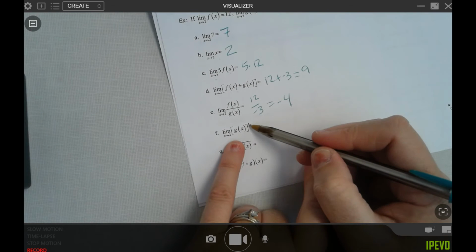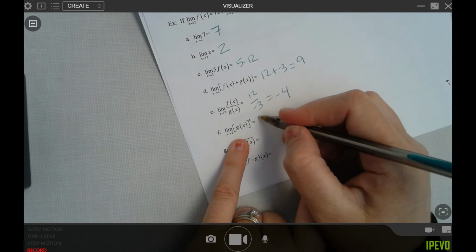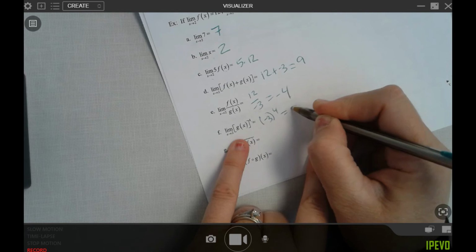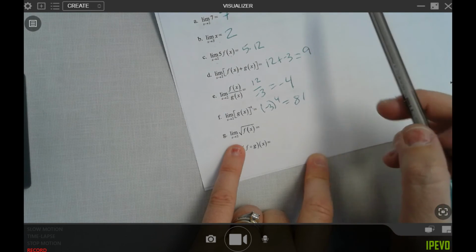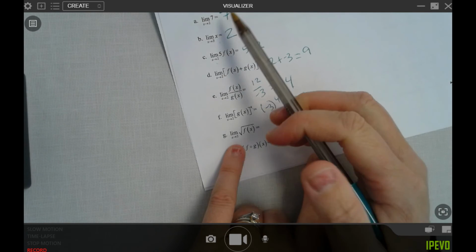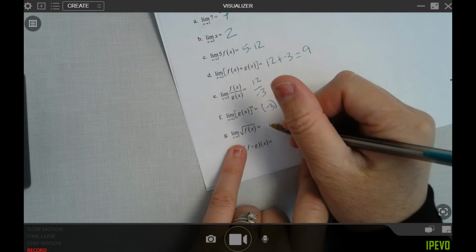We're going to raise it to a power of 4. So you're going to have -3 to a power of 4. This is the square root of the limit. So as we get to 2, it's 12, so it'd be square root of 12.